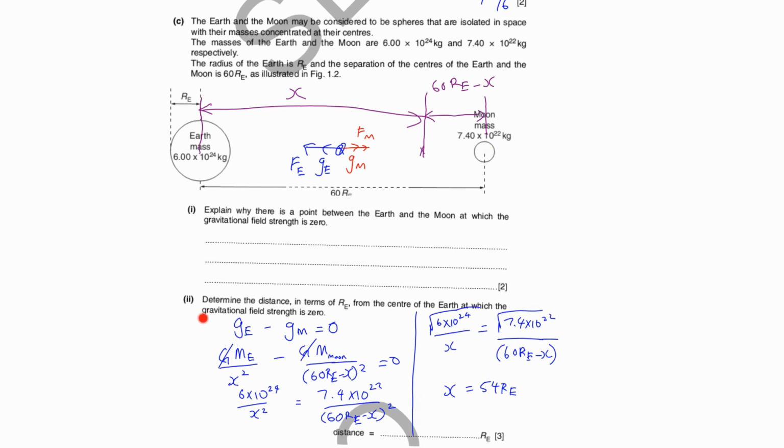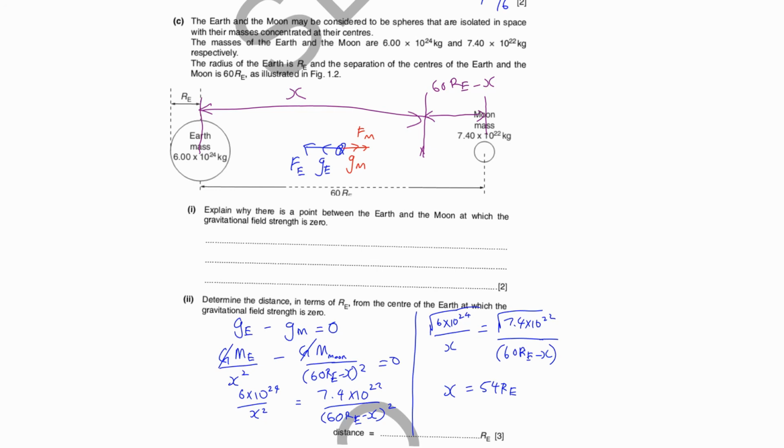So your working is like this. The field strength of the Earth minus the field strength of the Moon will give you 0. So the field strength of the Earth is GM over, now the M must use the mass of the Earth. The distance is from the Earth to that point, which is x, right? To find the field strength of the Moon, you must use G times the mass of the Moon. Then you must divide by the distance, which is here, (60 RE minus x) squared. Understand? Because this distance is from the Moon to here. That's why you must use this distance here. Is equal to 0.